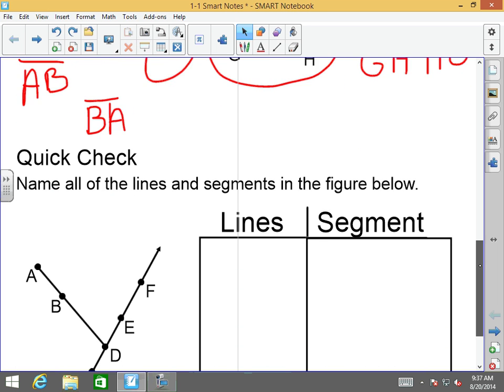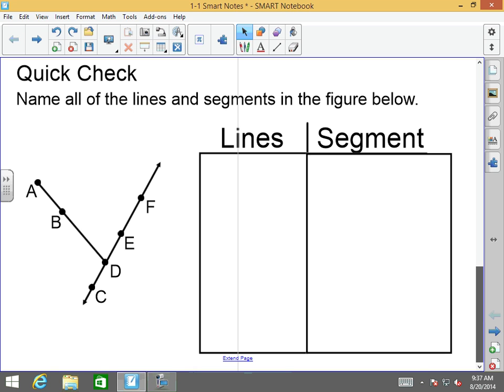Okay? Now, let's do a quick check. Name all of the lines and segments in the figure below. You guys are going to tell me the answers, and I'll write them down. So first of all, let's stick with lines. How can we name these lines here? What do you think? Actually, I've already prepared this, so it's going to be a lot easier. Go ahead. What do you got? Line CF. Okay, what else do you think it could be? CD. What else? CE. Yes. What else? Write these down, guys.